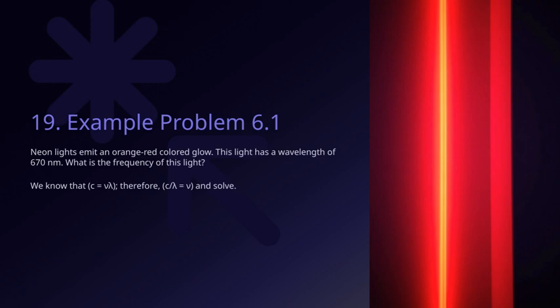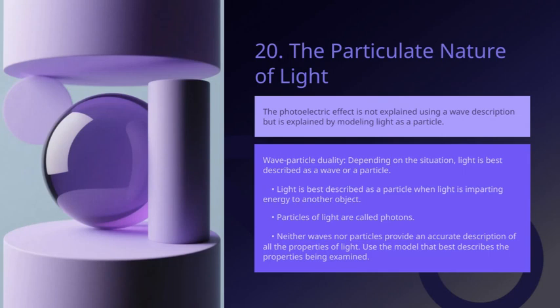Neither waves nor particles provide an entirely accurate description of all the properties of light. Instead, we use the model that best explains the specific properties we're examining. For example, particles of light are called photons, and light is best described as a particle when it's imparting energy to another object. This is especially clear in phenomena like the photoelectric effect, which cannot be explained by a wave model, but makes perfect sense when we think of light as particles.